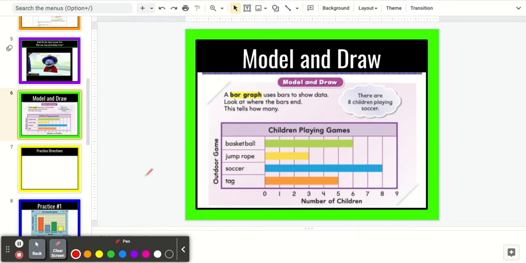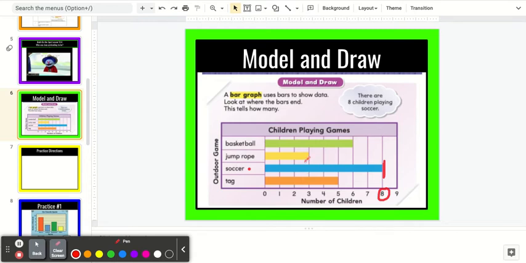So when you look at this bar graph, if you were curious and you wanted to see how many children chose soccer, you would look through the categories, find soccer, and then go to the very end of the bar and see what number it lines up with, and in this case, it would be 8. So 8 students chose soccer.